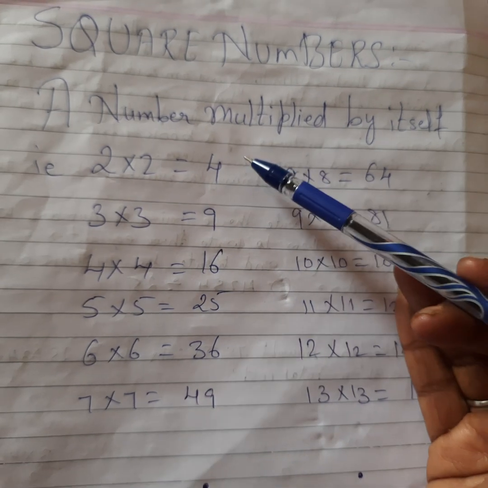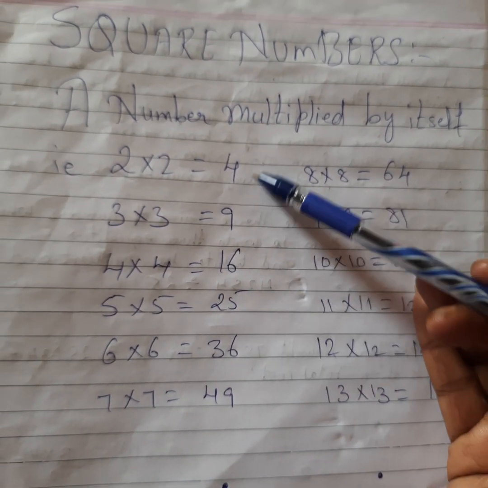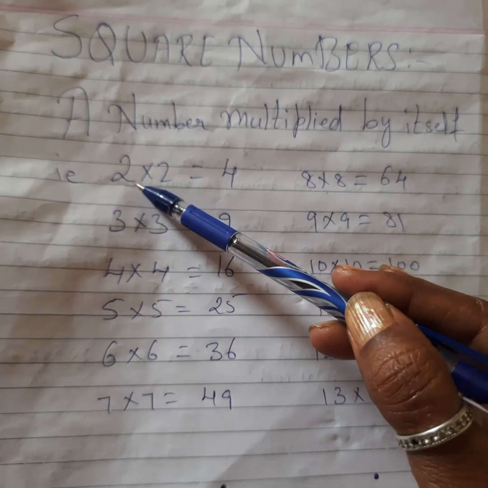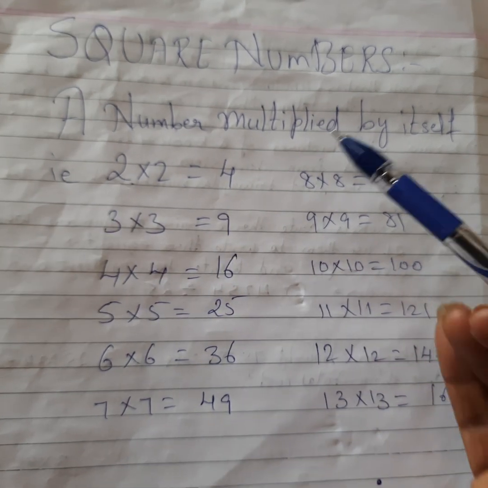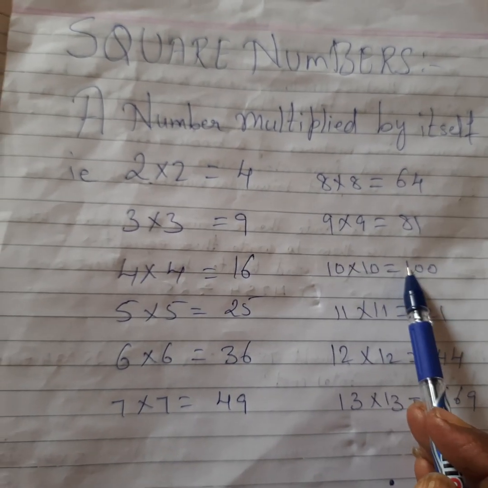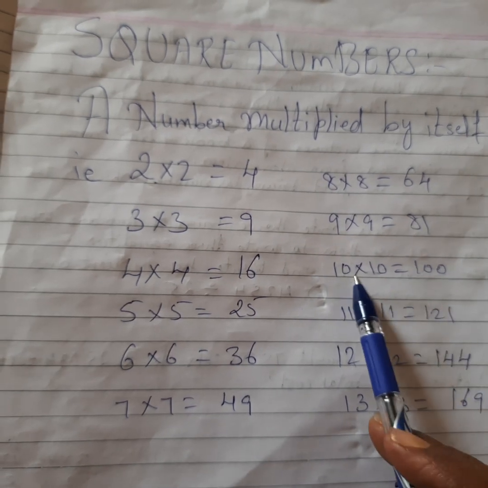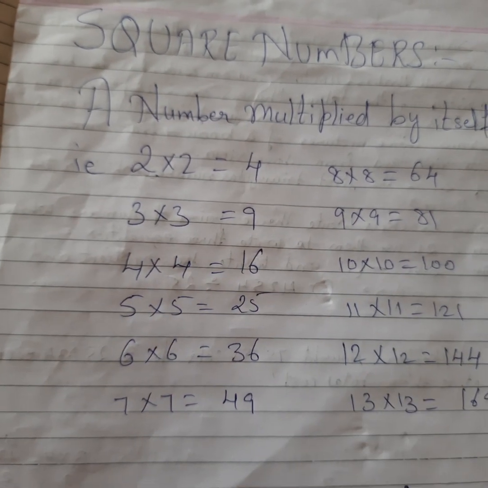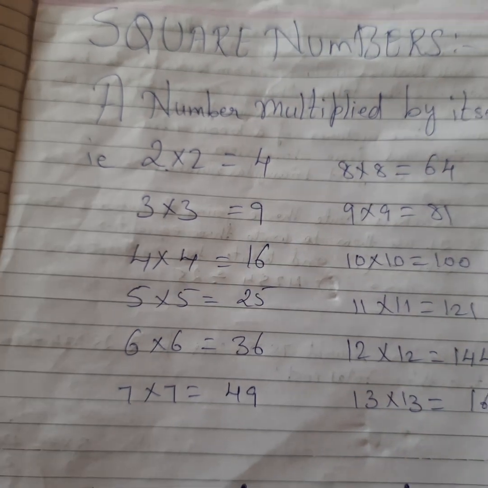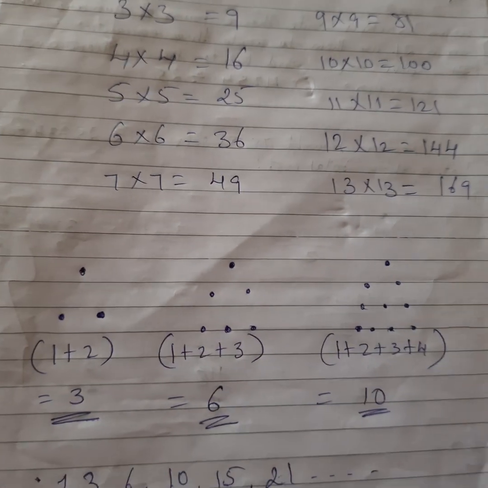You can see this. This is the square number. These are the squares of this number. If I take the number 10, then 100 is the square number of 10. 100 is the square of 10, children. So square means nothing but a number multiplied by itself.